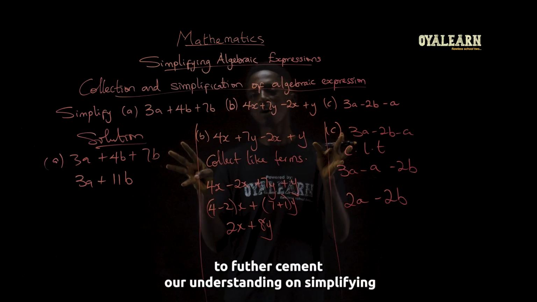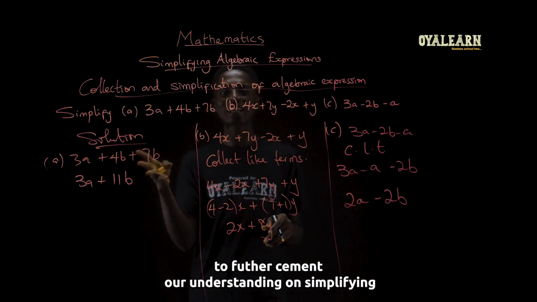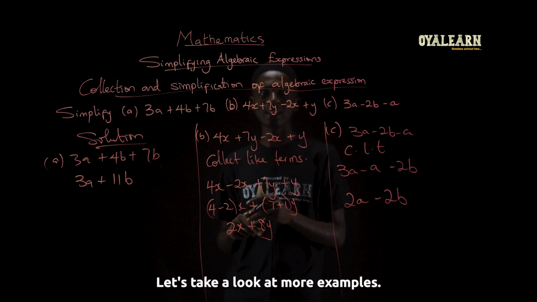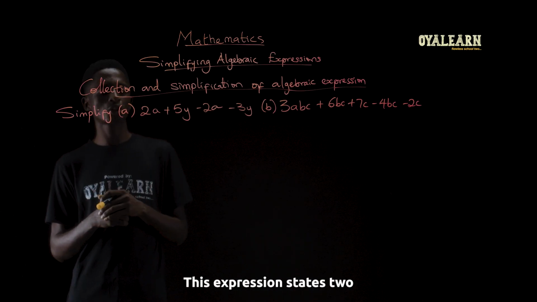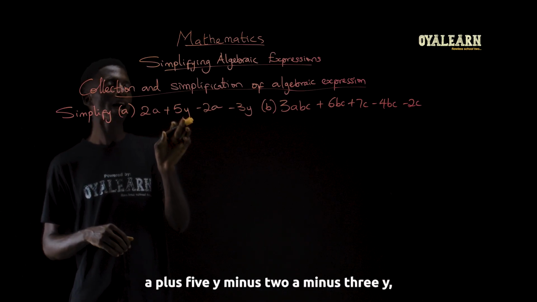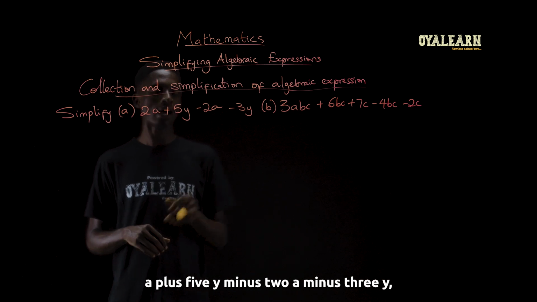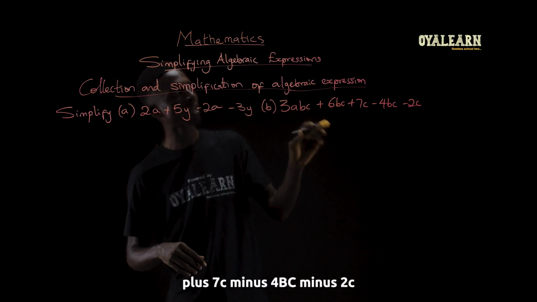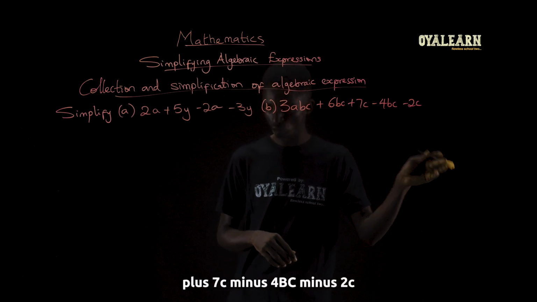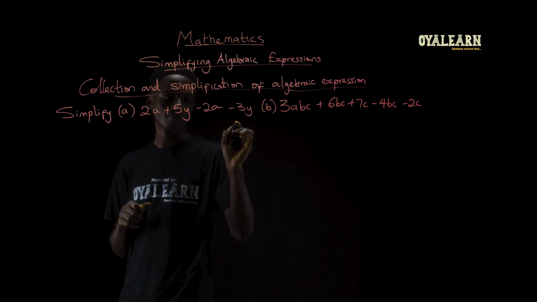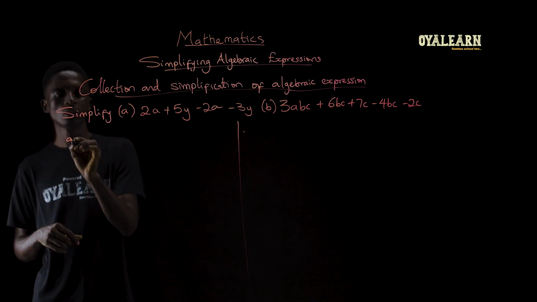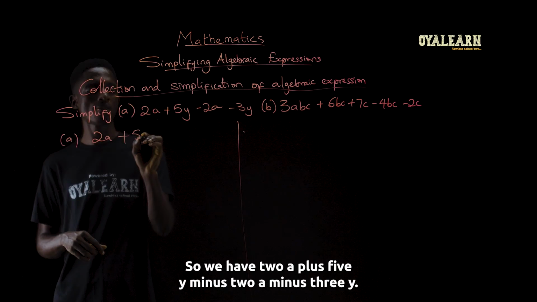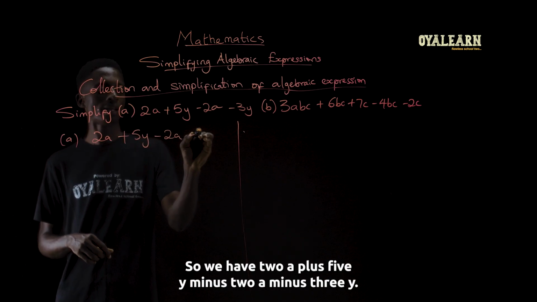To further cement our understanding on simplifying algebraic expressions that have multiple terms like this, let's take a look at more examples. This expression states 2a plus 5y minus 2a minus 3y. And then the second one says 3abc plus 6bc plus 7c minus 4bc minus 2c. So let's simplify them. Let's rewrite this. So we have 2a plus 5y minus 2a minus 3y.